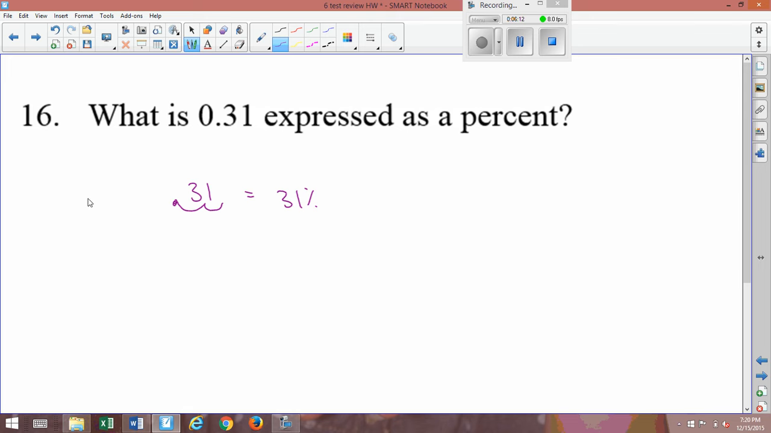What is 0.31 as a percent? Move the decimal 2 places to the right because we're going from decimals to percent. And remember, we treat it just like an alphabet. If we're going from the D to the P, we're moving the decimal 2 places to the right. If we're going from percent to decimal, we're going to move it to the left. But this time, we're going from decimal to percent. So we moved it 2 places to the right and got 31%.